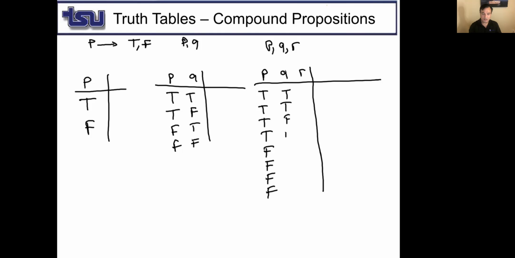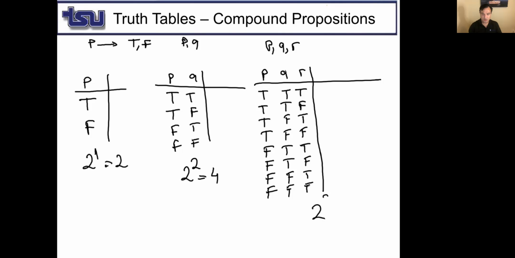I guess you get the pattern that I used here. I said 4T, 4F, 2T, 2F, 1T, 1F. So this is 2 to the 1. This is 2 to the 2, which is 4 possibilities. And this is 2 to the 3, which is 8 possibilities. If we have 4 propositions, obviously 2 to the 4, 16 possibilities. Okay? So let's keep this in mind.